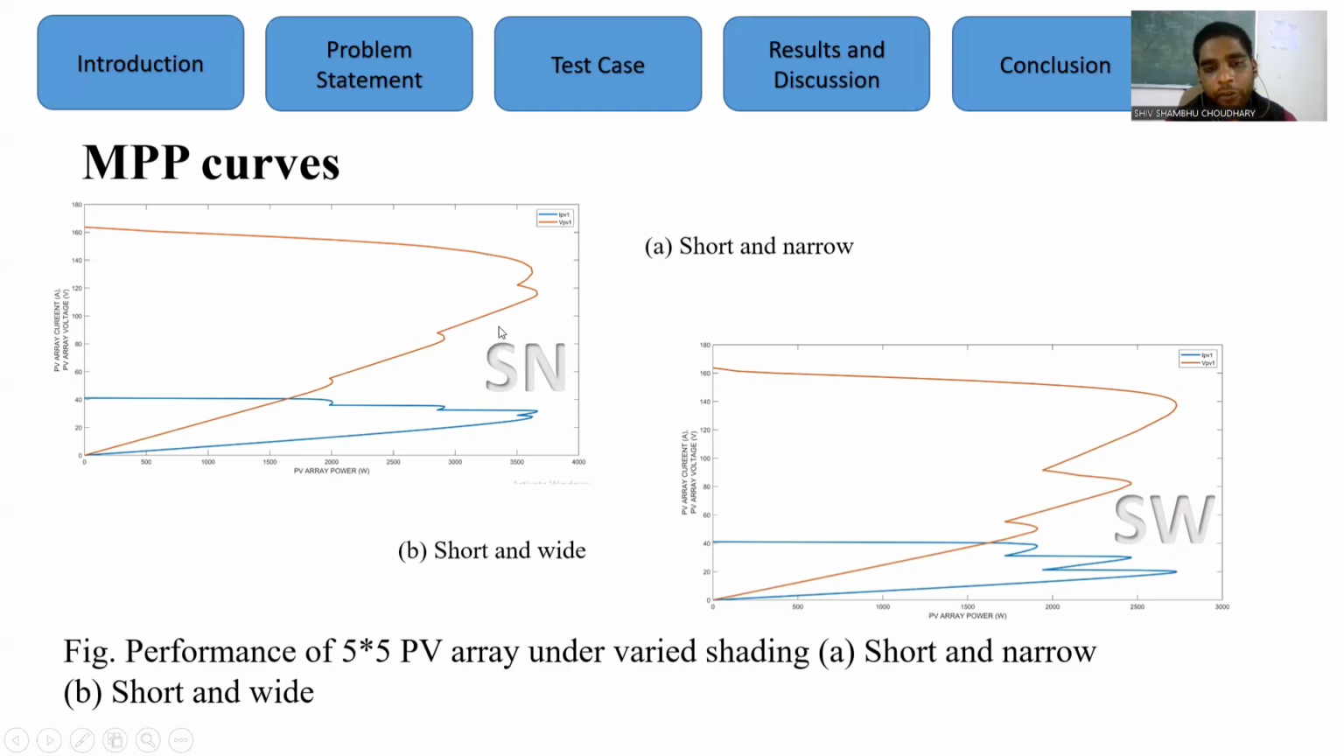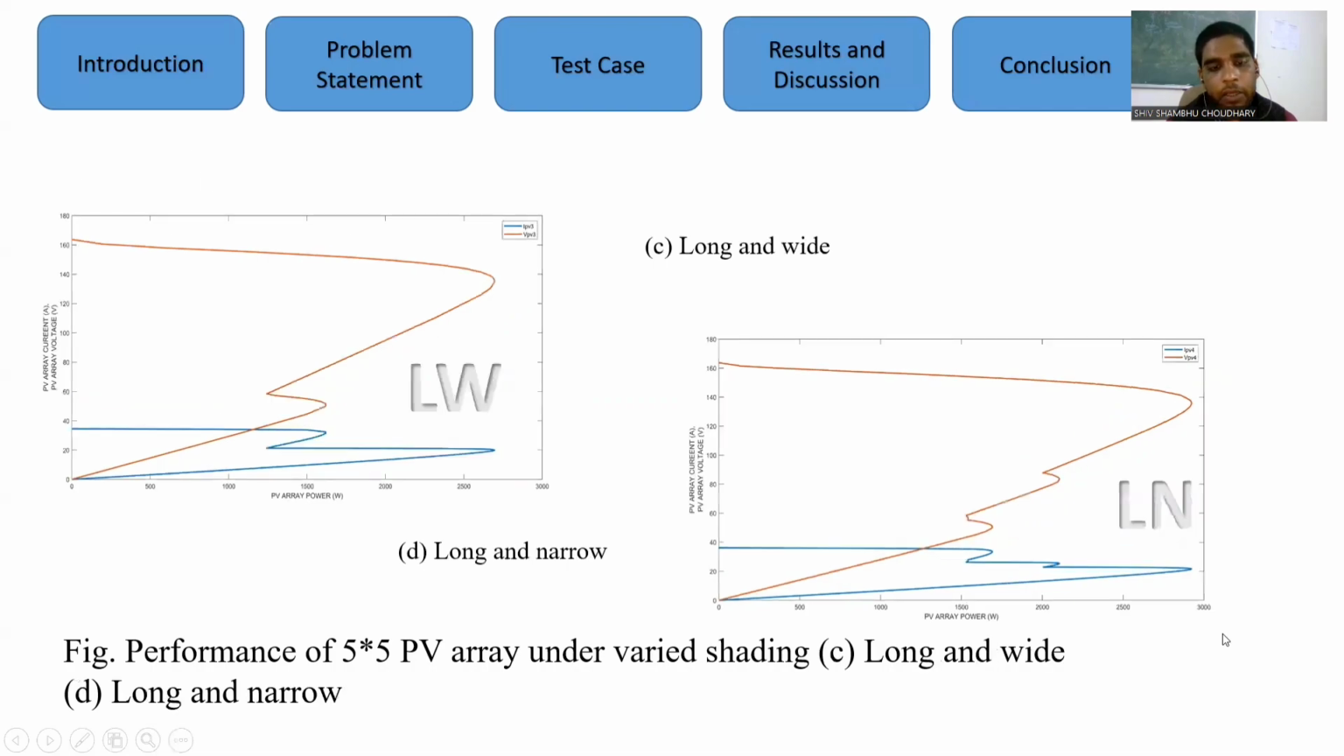From the short and narrow shading and short and wide shading, it can be seen that the maximum power that the system can produce is above 3500 watts in the case of short and narrow shading, and in the case of short and wide shading, it is less than 3000 watts. Similarly, in the long and wide shading, the maximum power that can be produced from the system is less than 3000 watts. It is coming closer to 3000 watts in the long and narrow shading.